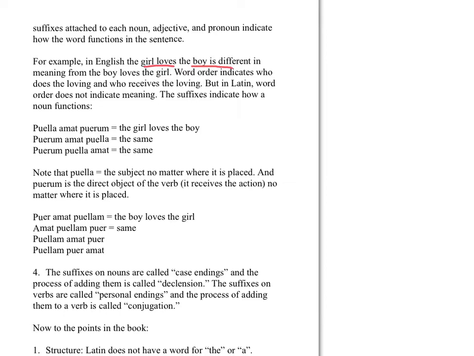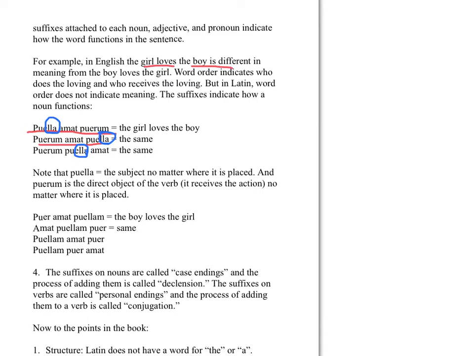For example, this sentence right here, puella amat puerum, says the girl loves the boy. So does the sentence below it, puerum amat puella. The word order has been changed, but the meaning is the same. You can tell that the meaning is the same because note that puella here in the first sentence ends with an A, and puella here also ends with an A. The next example is the same thing. Puella ends with an A, so it means the same thing.